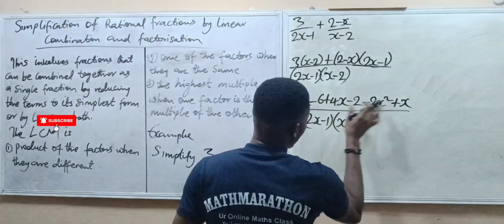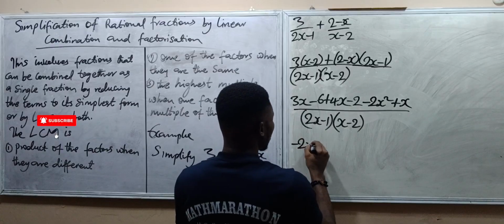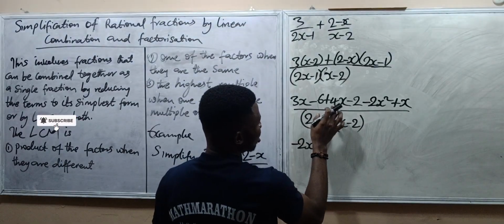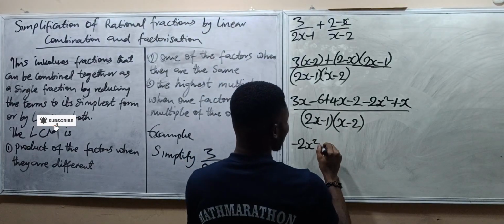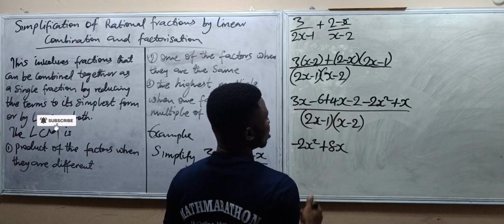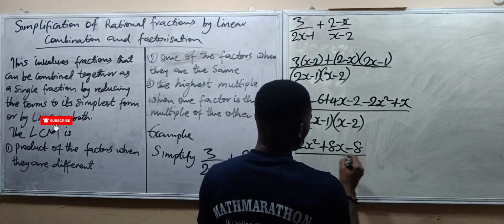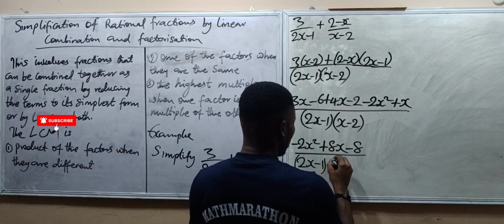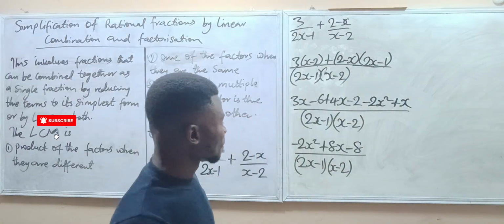Now from the numerator, we collect like terms. First of all, we have this one, which is minus 2x squared, right? Now we collect for x. We have 3x plus 4x plus x, which is 8x, plus 8x, and then minus 6 minus 2, which is minus 8, all over 2x minus 1 into x minus 2, right?